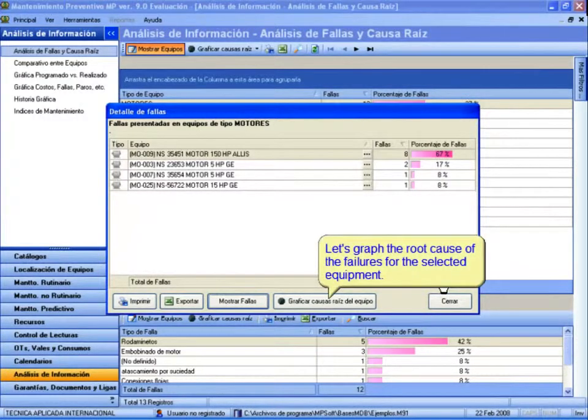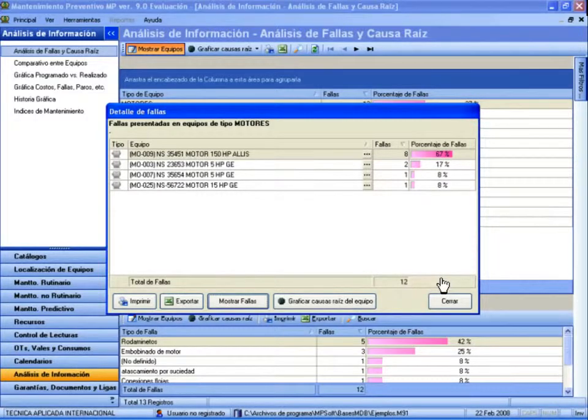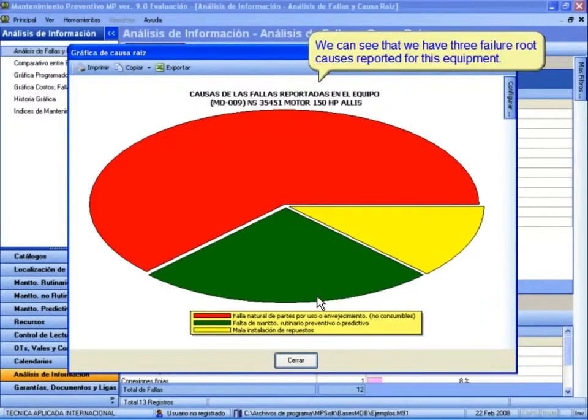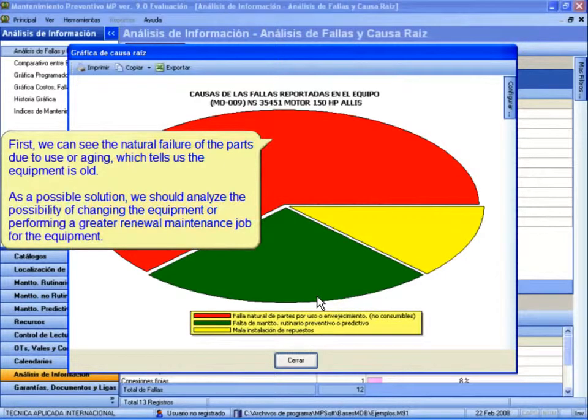Let's graph the root cause of the failures for the selected equipment. We can see that we have 3 failure root causes reported for this equipment. First, we can see the natural failure of the parts due to use or aging, which tells us the equipment is old. As a possible solution, we should analyze the possibility of changing the equipment or performing a greater renewal maintenance job for the equipment.